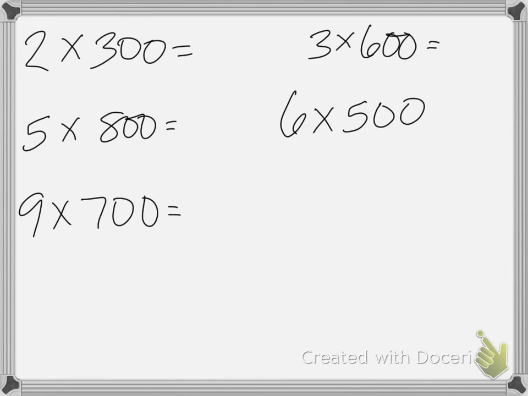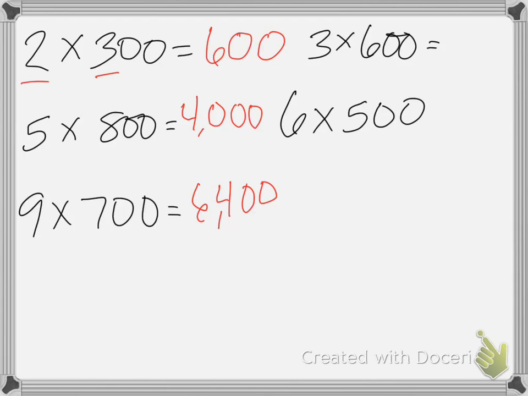2 times 300. Well, if we think 2 times 3 equals 6, that means that 2 times 300 has to equal 600. 5 times 800 will be 4,000. Okay. 9 times 700 is going to be 6,300. 3 times 600 is going to be 1,800. And 6 times 500 is going to equal 3,000.